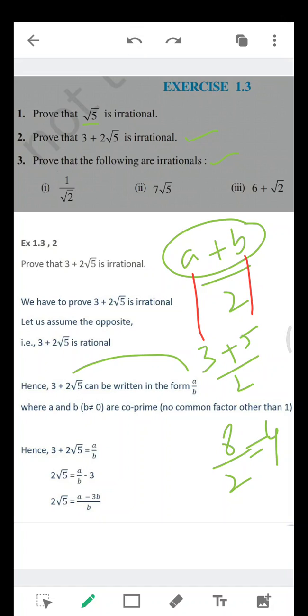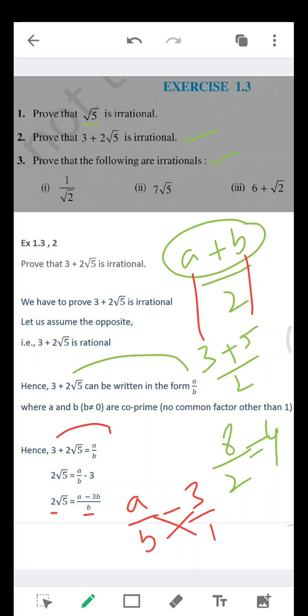This is the basic thing in this. We should keep the number in the root alone on the left and transpose everything to the right. So this 3 goes to the right, becomes minus 3, and if I do the LCM of this, a by b minus 3 by 1, the LCM is b. You can see here the LCM is b. Cross multiply, a minus 3b by b. So this is the way we proceed.